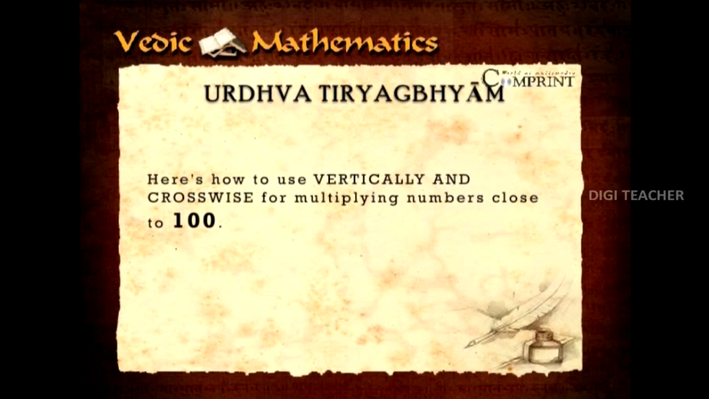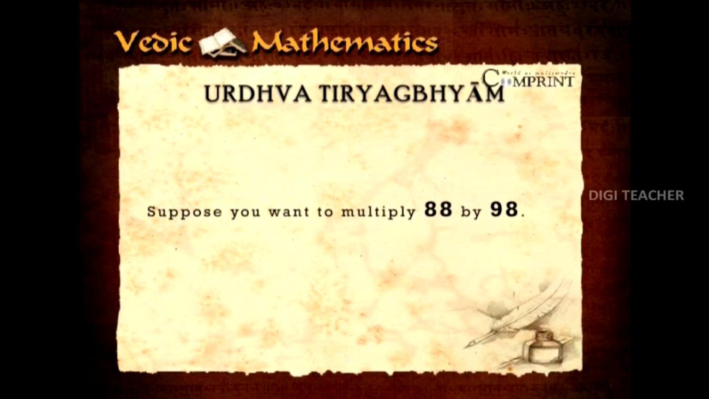Here's how to use vertically and crosswise for multiplying numbers close to 100. Suppose you want to multiply 88 by 98. Is that easy? Oh, not so easy, you might think, but with vertically and crosswise, you can give the answer immediately using the same method as above.